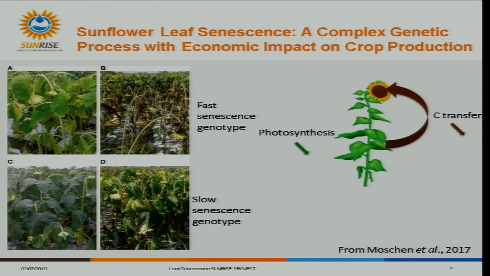And there is a lot of genetic variation for this trait, and this is an example of two interlines that have a fast senescence and a slow senescence example. So there is genetic background. The trait is very important. It is related to drought tolerance. So we were very interested in it, and we did this in the frame of the Sunrise project.